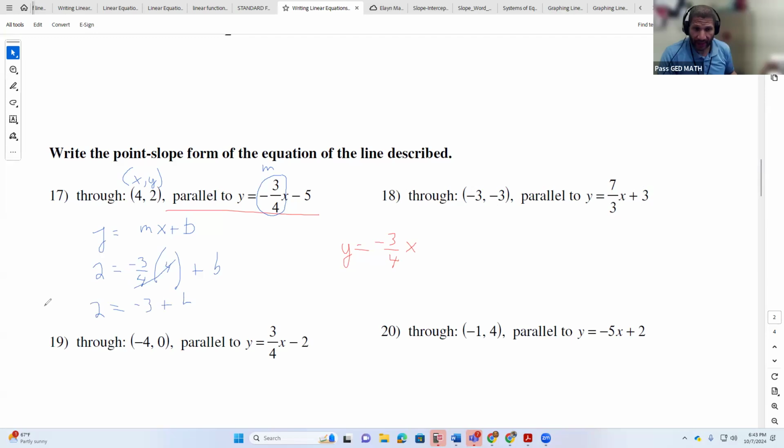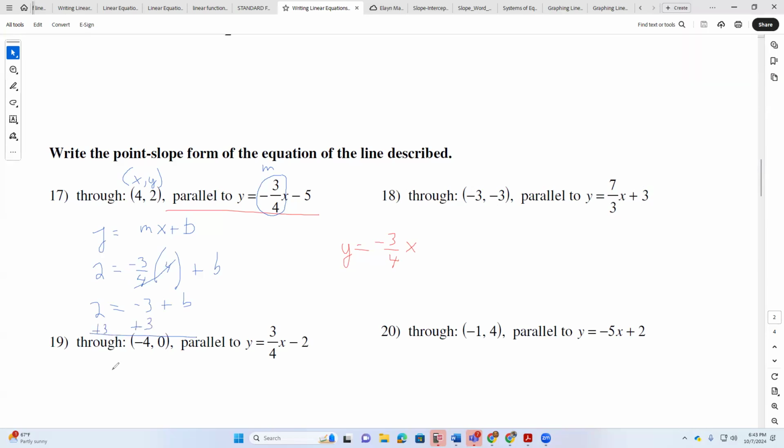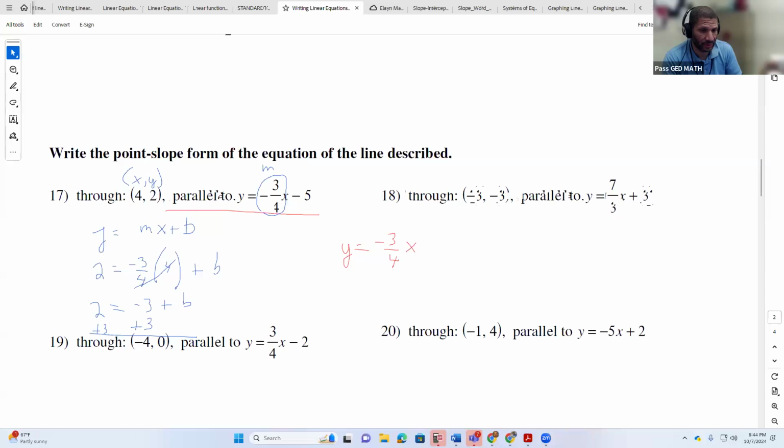In order to get b by itself, what do I need to get rid of? The -3, with a +3 on both sides. 2 plus 3 is 5. Bring down the equal sign. This thing is really slow. My lag time is crazy. So 5. Bring down my equal sign. The 3's cancel. Bring down my b.